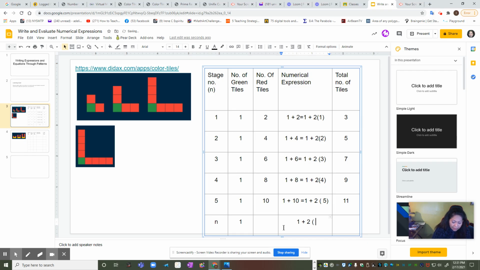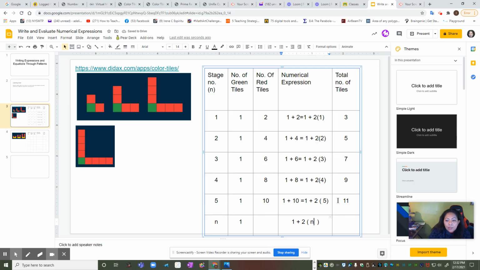But the number inside the parentheses changes. Now, how does it change? Look at the stage number and look at the number inside the parentheses. So if the stage number is 1, the number inside the parentheses is 1. If the stage number is 2, the number inside the parentheses is 2. If the stage number is 3, the number inside the parentheses is 3. If it is 4, it's going to be 4. And if it is 5, it's going to be 5. So therefore, if it is n, which means any number, then that would also be the number inside the parentheses.